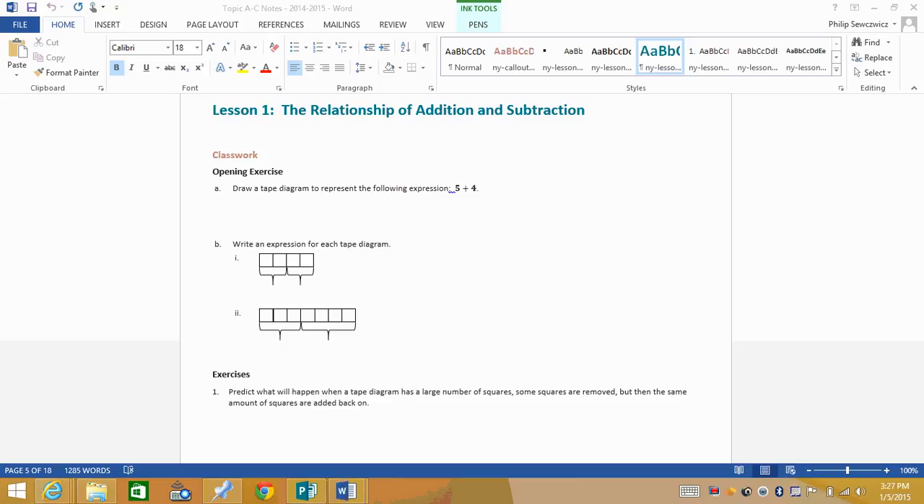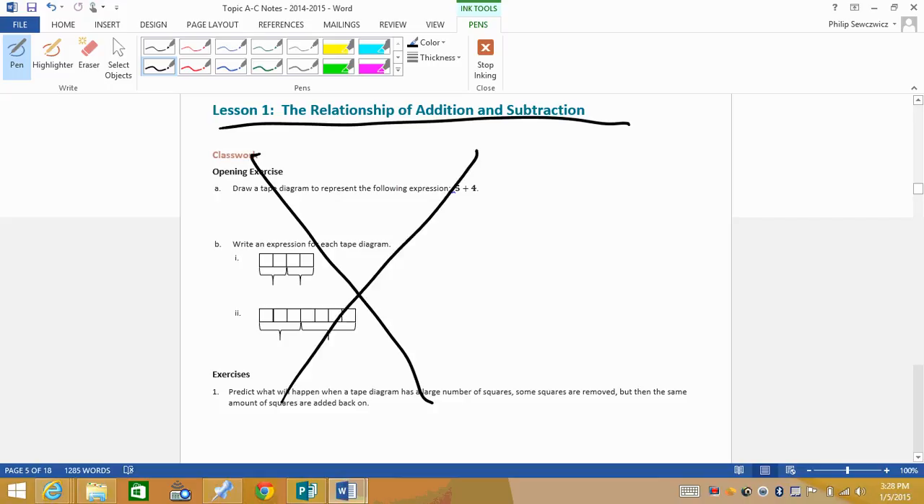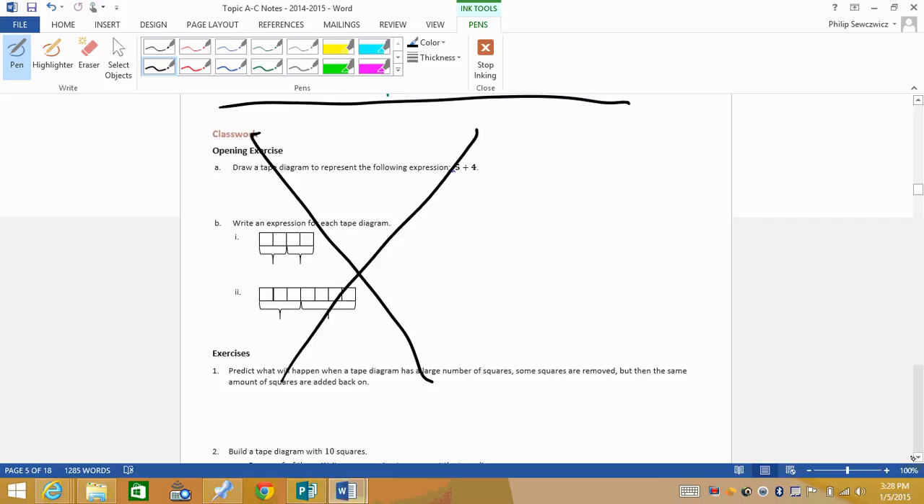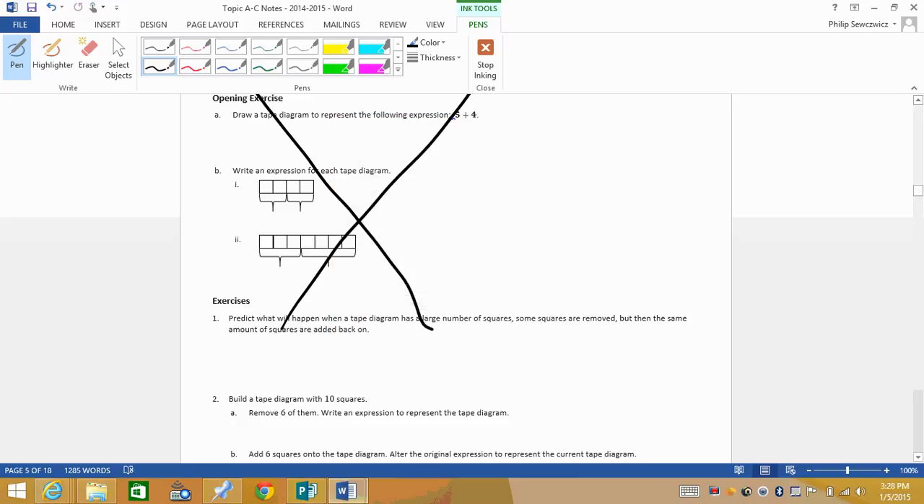All right, so lesson one, again, very, very fast topic here. It's more about being able to visualize. So for lesson one, we're not even going to go through the beginning portion of it there. We're not really worried about your tape diagram. We're going to jump right down to question number 2. Now it says build a tape diagram with 10 squares.